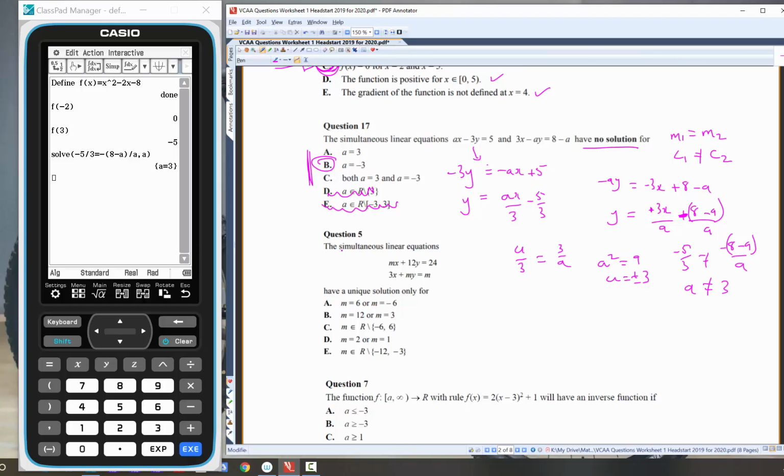This question here is really similar to the previous question. So what we're going to say here is 12y equals negative mx plus 24. y equals negative mx over 12 plus 2. That's my first equation, so that's that one there. And then the other one is my equals negative 3x plus m. y equals negative 3x over m plus 1.